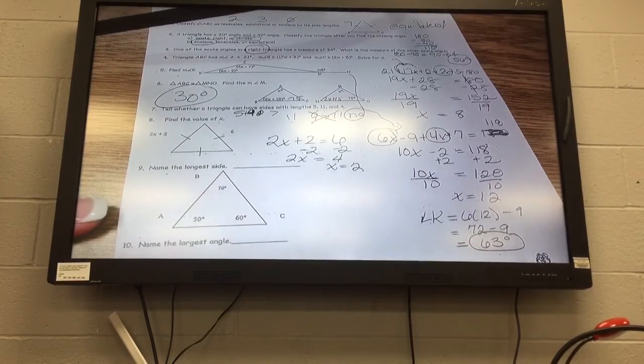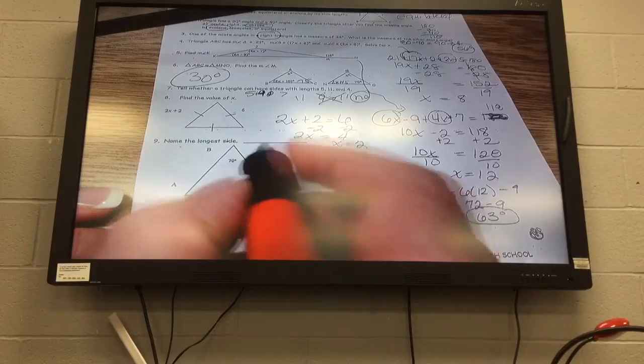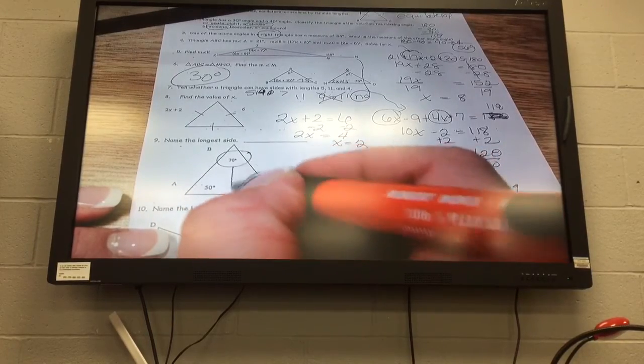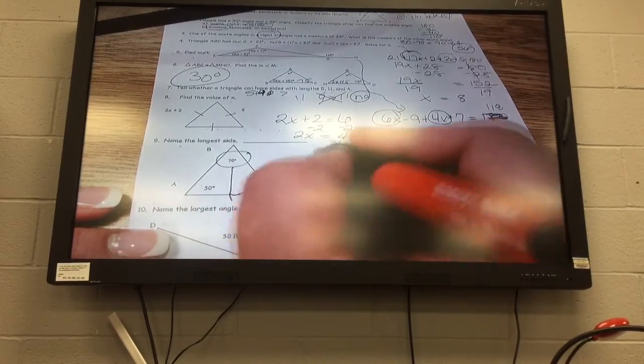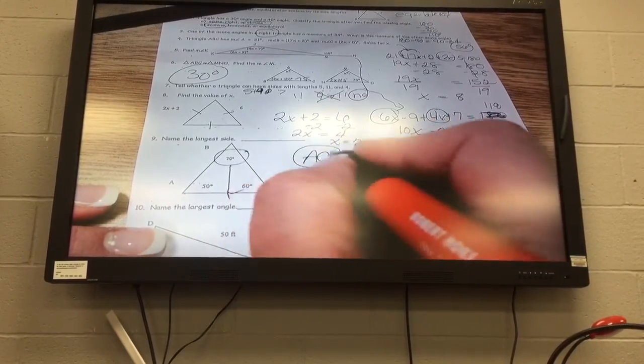All right, name the longest side. The longest side is across from the biggest angle. So 70 is the biggest angle. The longest side is directly across, so that would be AC. AC is our longest side. Maybe I should put it up here in the blank.